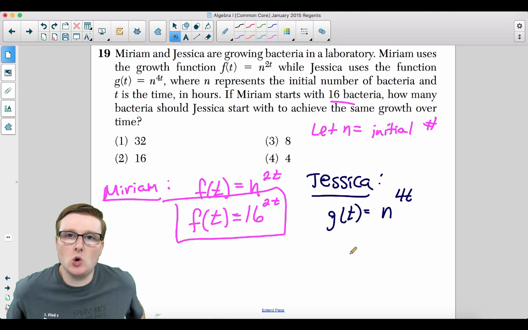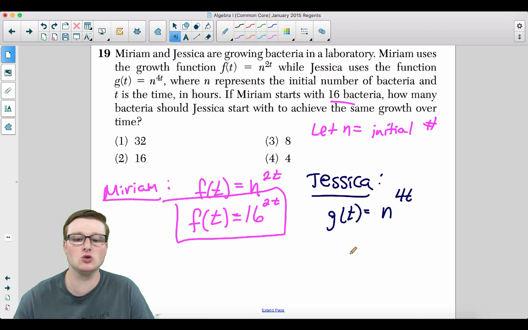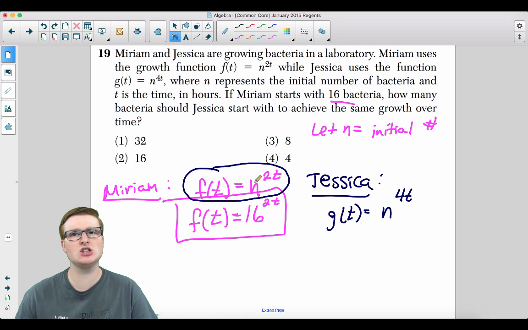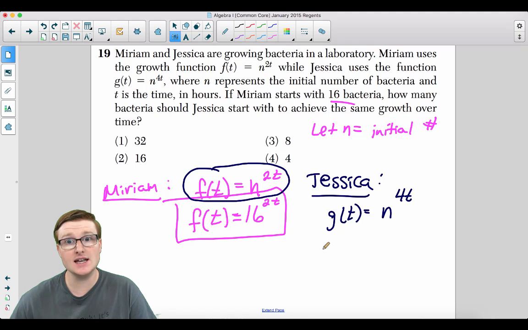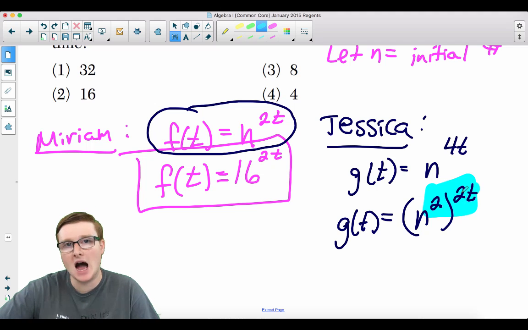Now, the problem with this question is we don't know what the n value is for Jessica. But what we can do is manipulate her equation to make it look like Miriam's. You see how Miriam's is n raised to the 2t? Is it possible to make n raised to the 4t look like n raised to the 2t? Yeah, of course we can. We could say this. We could say g of t is equal to n squared raised to the 2t power. Why? Well, because you should know your laws of exponents. This right here is called the power-to-power rule.